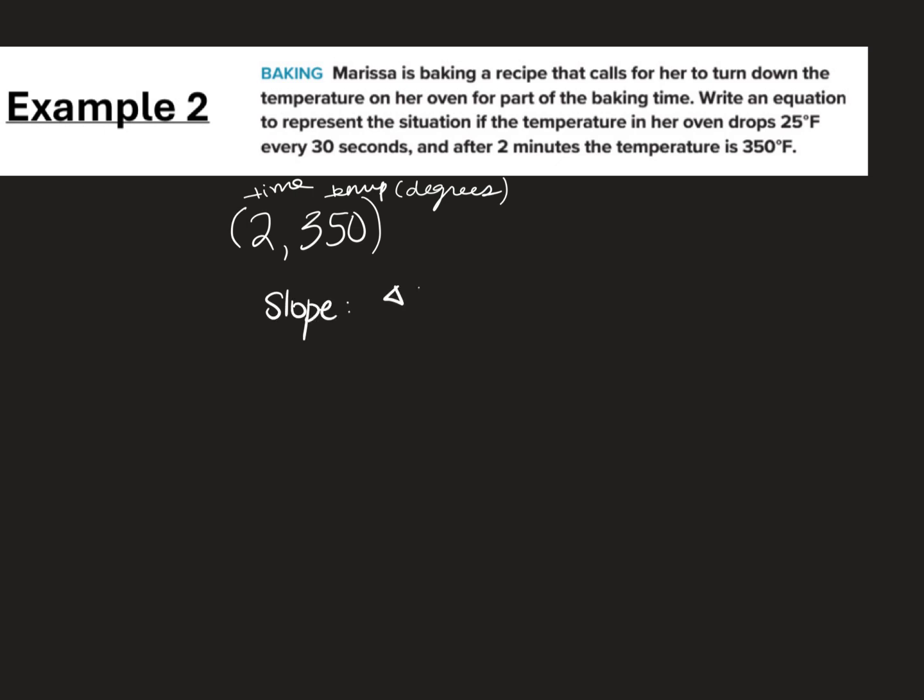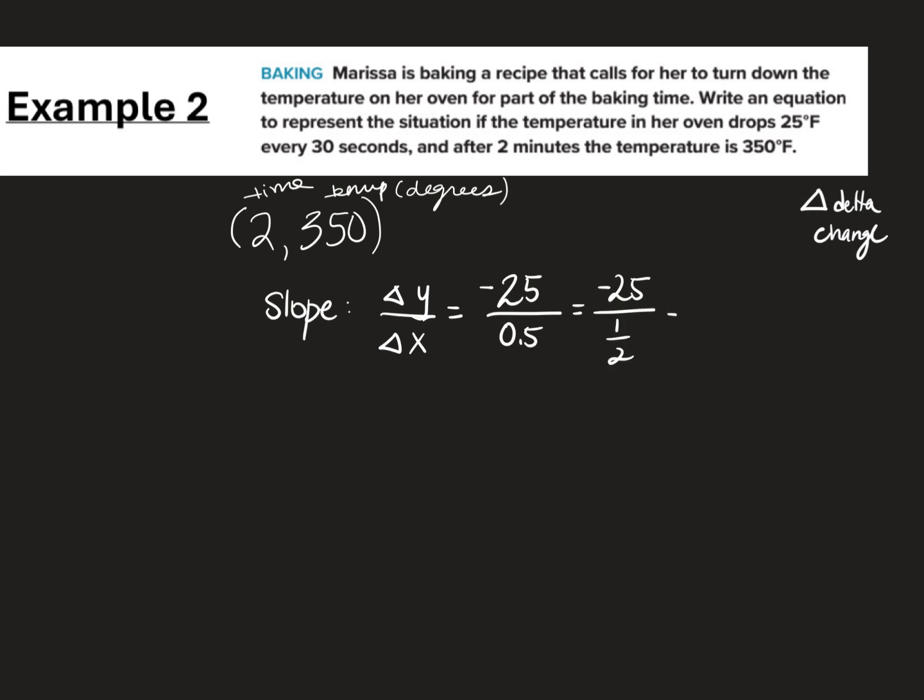the change in y over the change in x. That is the Greek letter delta, and it represents change in mathematics. So the change in y over the change in x. The change in y is dropping 25 degrees every half a minute. So -25 divided by 1/2, which would be -25 times 2. So my slope is -50.